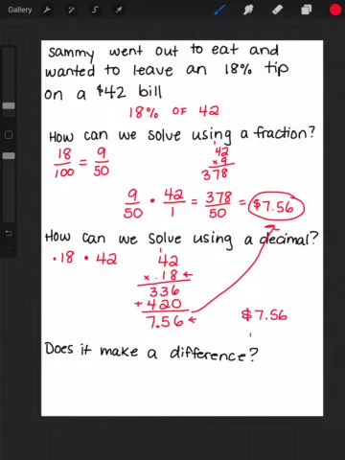So, does it make a difference which way you choose to do this? Absolutely not. If you're finding percent of a number, you can use the fraction version of that percent, or you can use the decimal version of that percent. You're going to get the same answer.